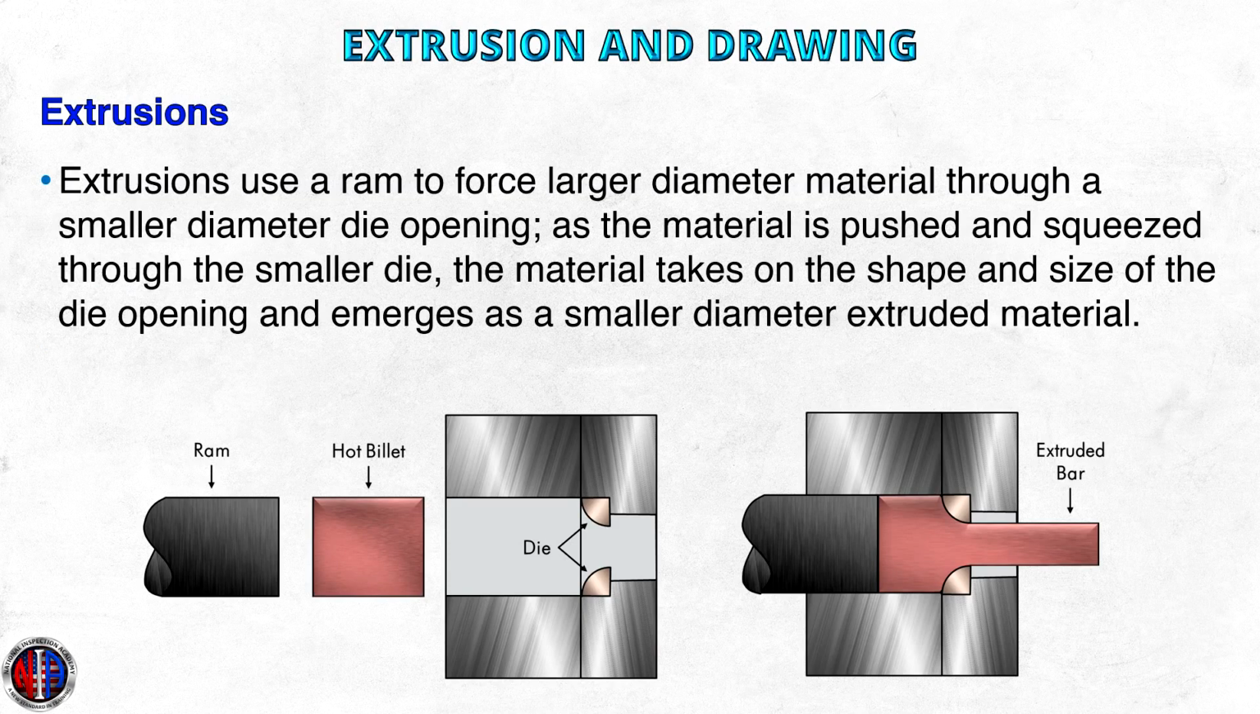Extrusions and drawing. Extrusions. Extrusion is the metal forming process that uses a ram to force larger diameter material through a smaller diameter die opening. As the material is pushed and squeezed through the smaller die, the material takes on the shape and size of the die opening and emerges as a smaller diameter extruded material.